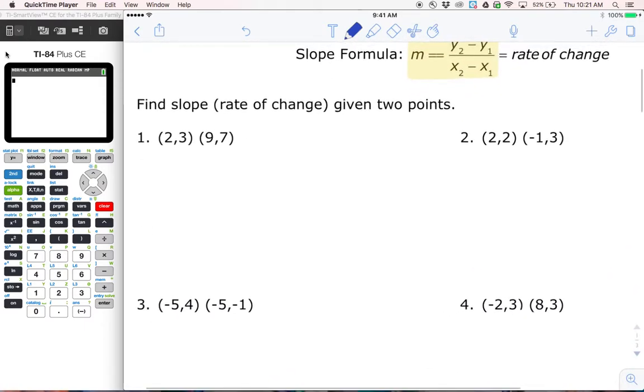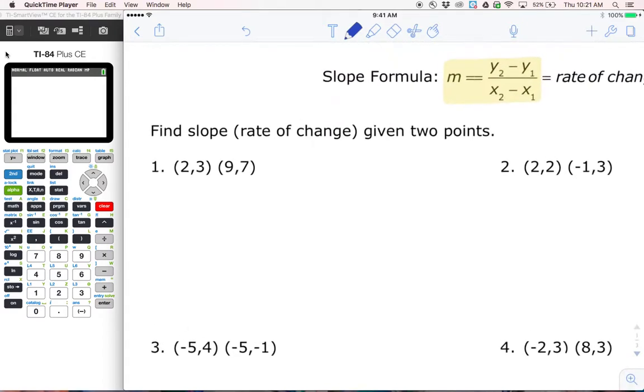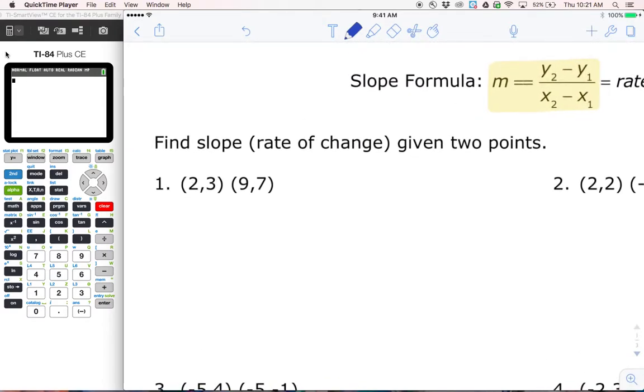We're supposed to find the slope between these 2 points. Often on a test, when you're assessed over this, you'll be asked the question, what is the slope of the line that goes through the points (2, 3) and (9, 7)? All right, let's check it out. We're going to use this formula, okay? So I'm going to set mine up over here: m equals y2 minus y1 divided by x2 minus x1.